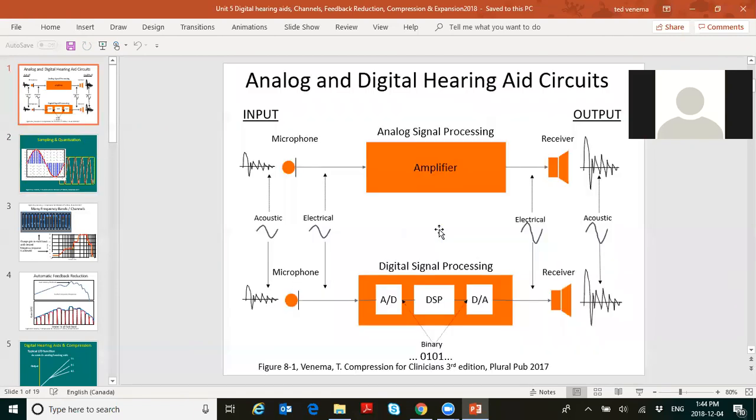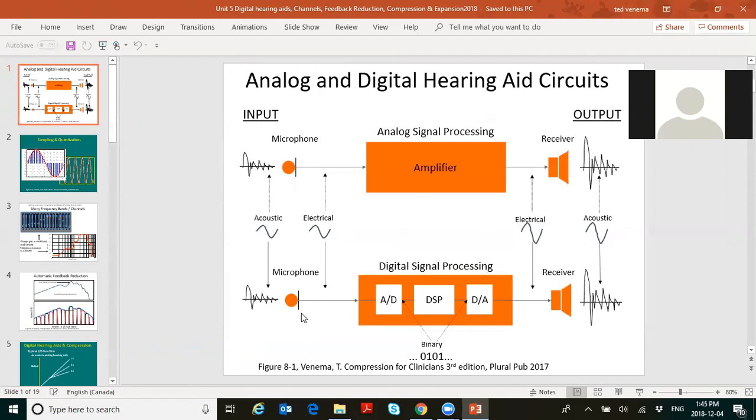Basically, when you're looking at digital, as opposed to analog, you have a mic changing sound into electricity. Then the electricity is amplified, and the receiver changes the amplified electricity back into sound. So you can see how these input sound waves, acoustic, electrical, emerge as bigger electrical and then change back into acoustic by means of the receiver.